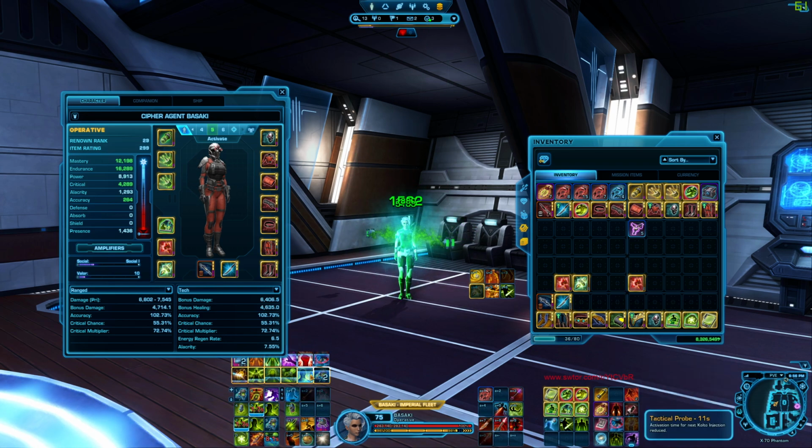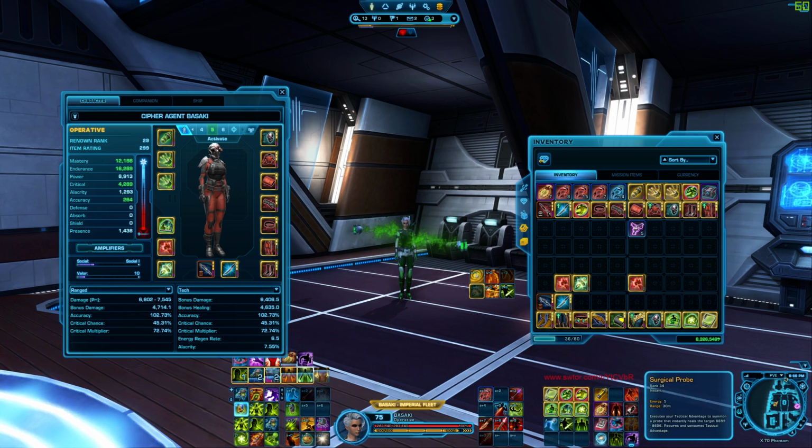You'll notice here that I have 2 hots running, and this allows me to maintain my hots on the tank. They will not drop off because of my Surgical Probe. So those things are always ticking throughout this little run. Okay, so that's how I set it up.